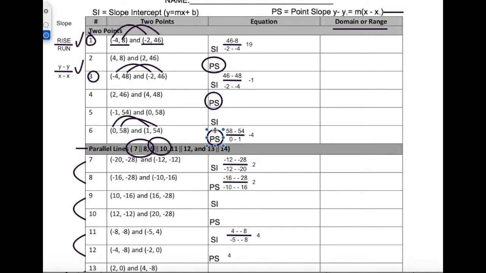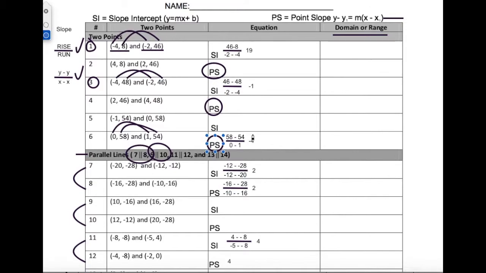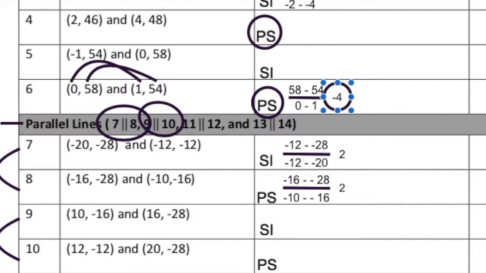So let's go ahead and do that with the ones that we've already figured out the slope. So for line 6, we figured out that the slope is negative 4. So in point slope form, all we have to do is take y minus one of the y values. I can either use 58 or 54. I'm going to use 58. Y minus 58 equals m, which is slope. We've already figured that out, negative 4. And then parentheses, x minus the x value for that particular point that we use, which is 0.